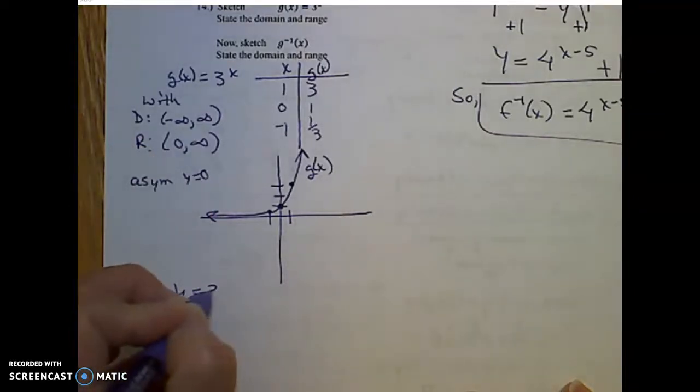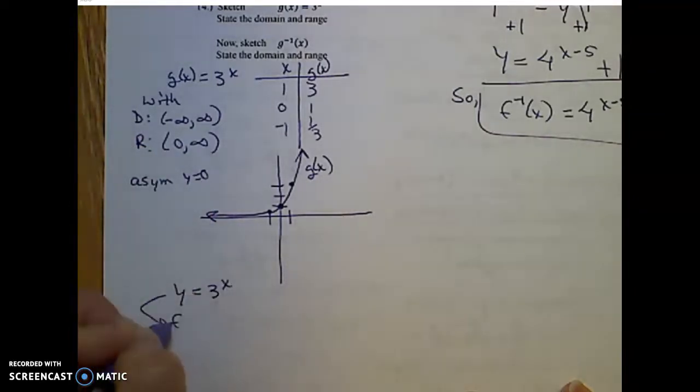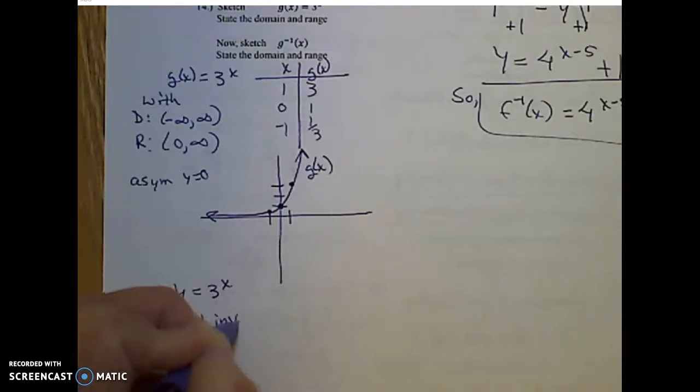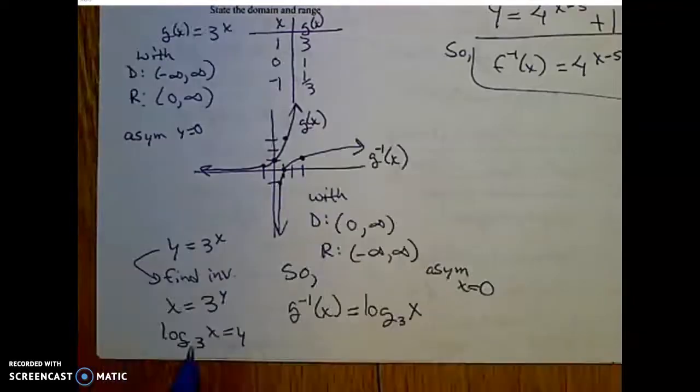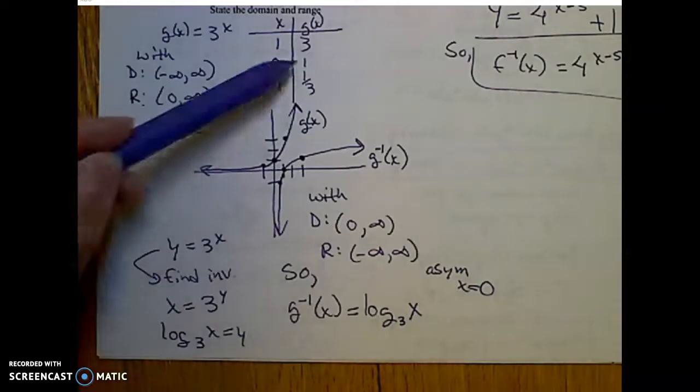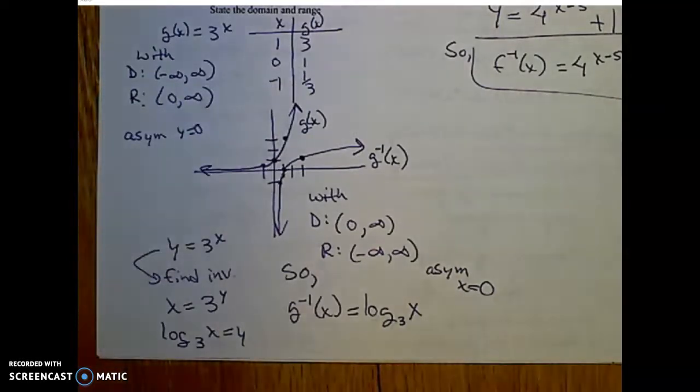If y is equal to 3 to the x, find the inverse function. I'll pause. Find the inverse, switch the ordered pairs, and graph.